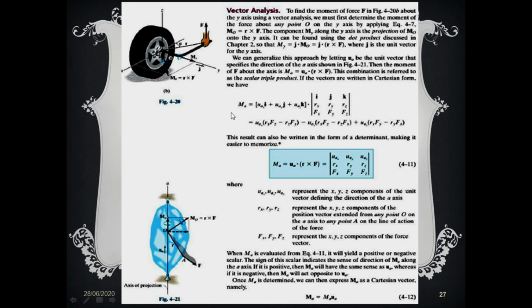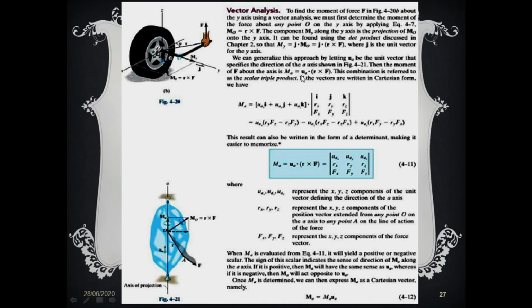Okay, so in simple terms, a new mathematical term will be generated. So generalize the approach by letting uA be the unit vector that specifies the direction of axis a. Then the movement of F about the axis, which is MA, is MA equals uA dot r cross F.